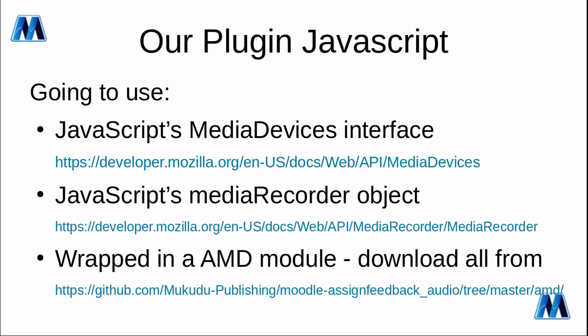Now let's think about our plugin. To collect this audio feedback, we are going to use JavaScript's own media devices interface. There's a link to it there. We're also going to use the MediaRecorder object from the core JavaScript functionality, and we're going to wrap all this up in an AMD module.